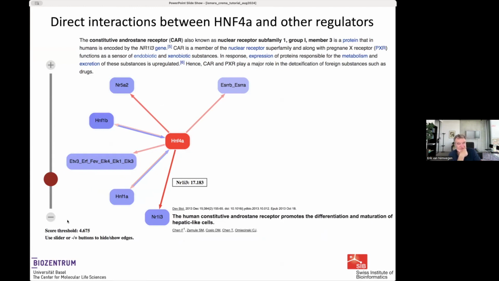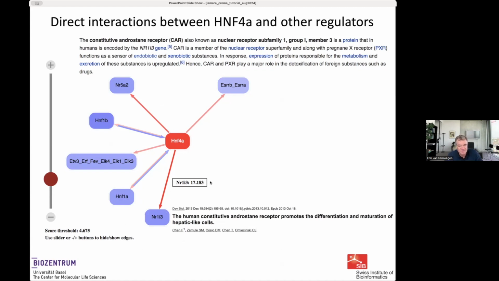There is a slider on the right, and the slider allows you to basically increase or decrease the cutoff on the target score of the interaction. And so here I set it at a threshold of 4.7. So this is a log likelihood ratio of 4.7. And then it will show you all the links that exist between HNF4A and other regulators, direct links at that cutoff.